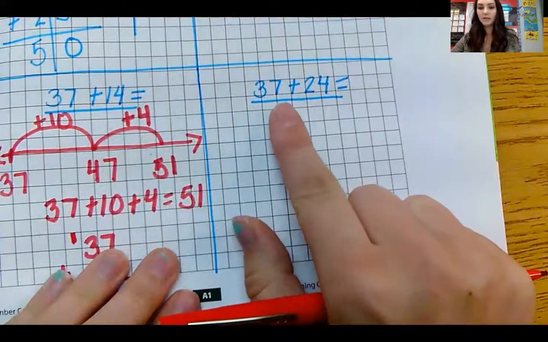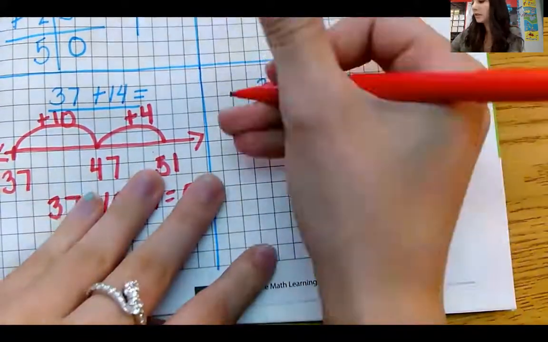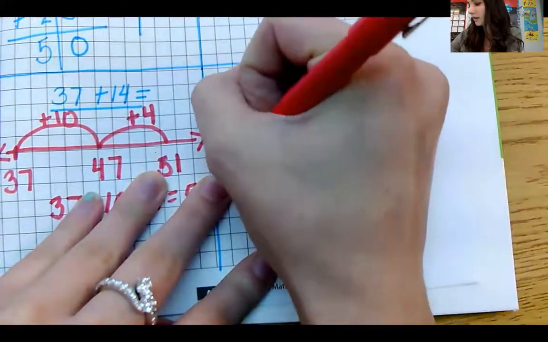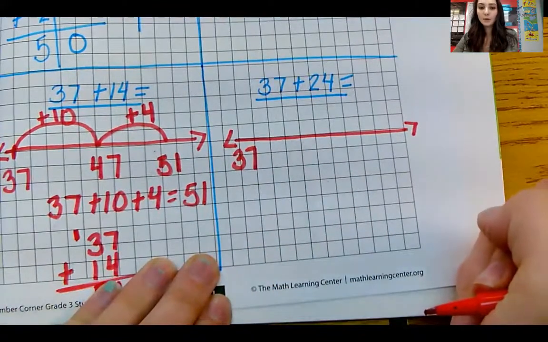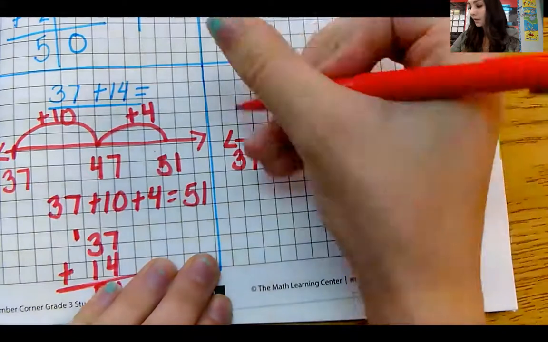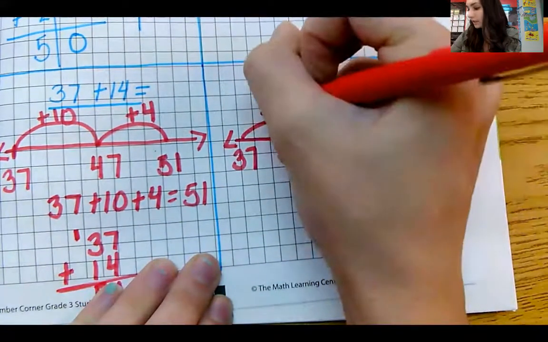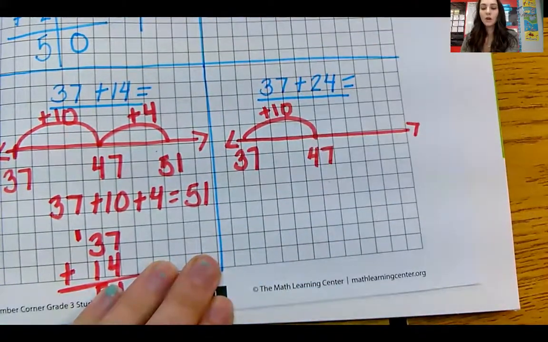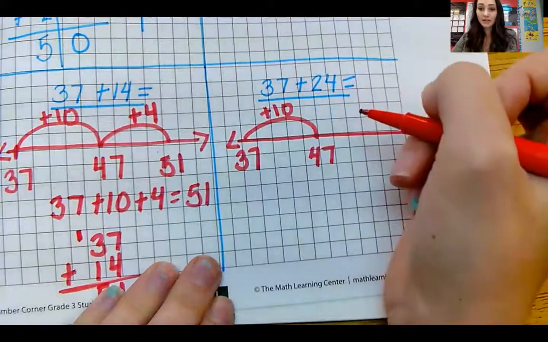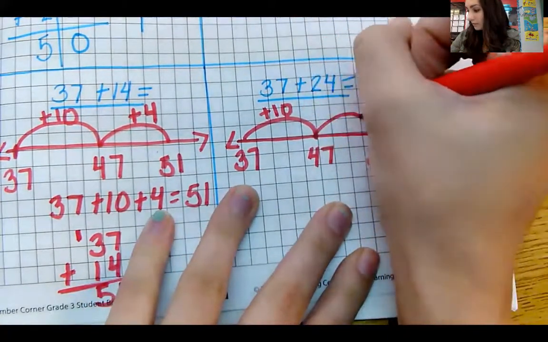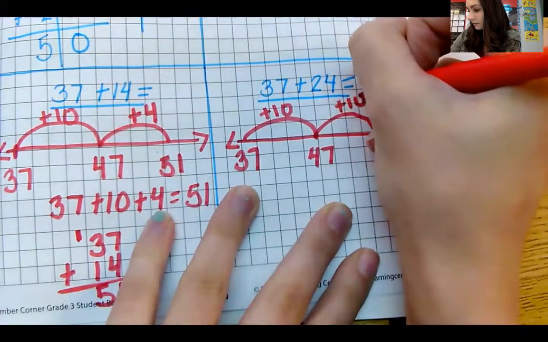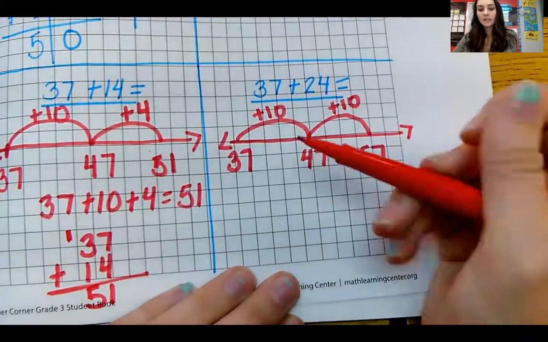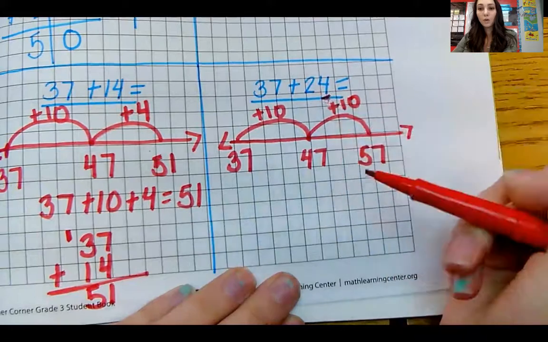This one is 37 plus 24. So I'm going to start with my number line. I'm going to start with the number 37. And then I'm going to add 10 again because 10 is a friendly number. So 37 plus 10, we know is 47. Okay, well, I need to add 24, so I need to add another 10. So 47 plus 10 is equal to 57. Okay, so now I've added 20, so now I need to add 4 more.